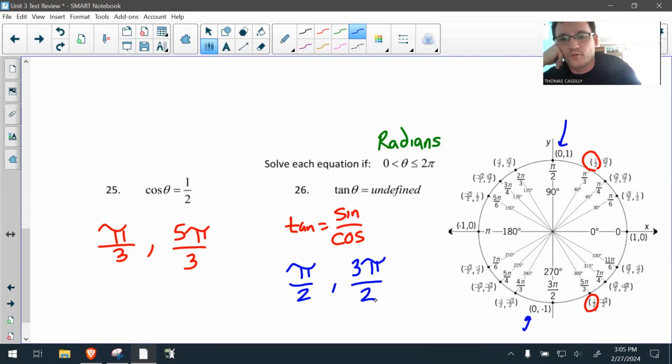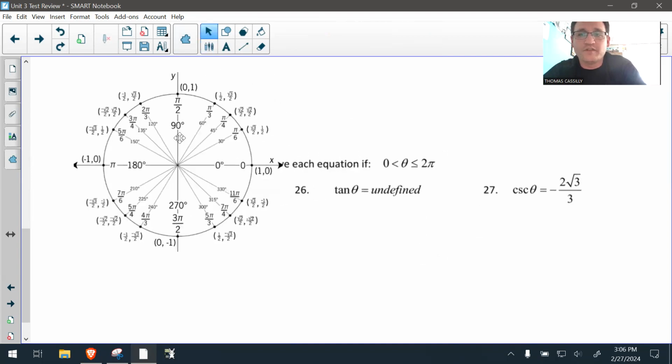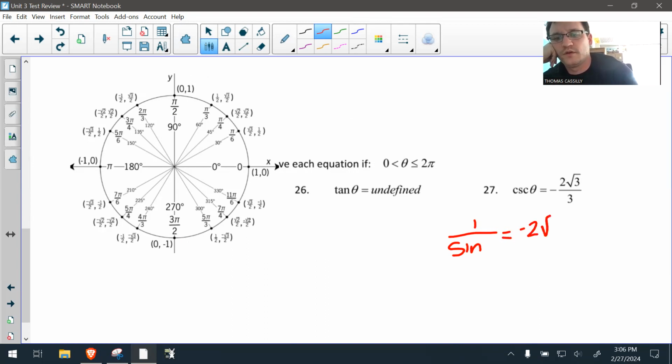Right. So again, we need the cosine to be 0, because when we have a 0 in the denominator, that gets us those undefined values here. So that's why we have pi over 2 and 3 pi over 2. All right, and then I got one more here, cosecant. So again, this one is your cosecant. So here's what I'm going to do. I'm going to say this is 1 over the sine. 1 over sine equals negative 2 square root of 3 over 3, right?